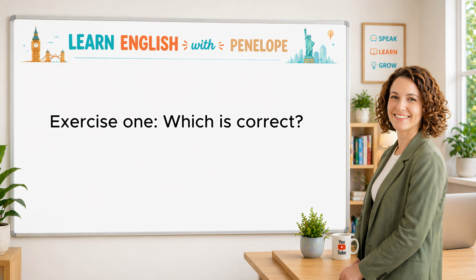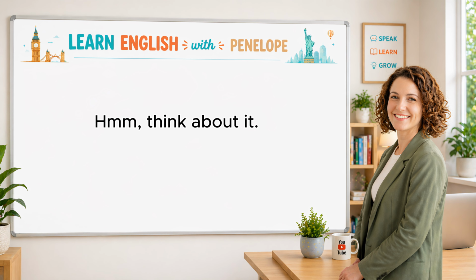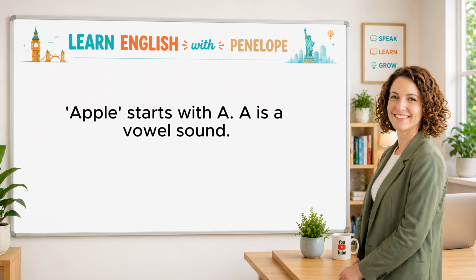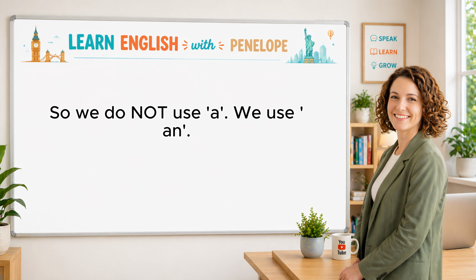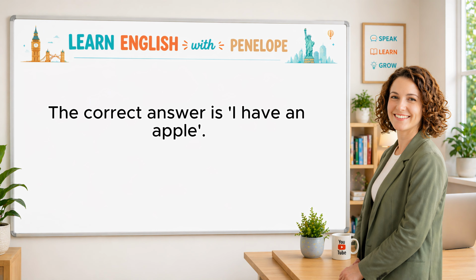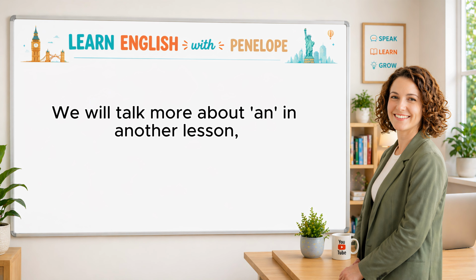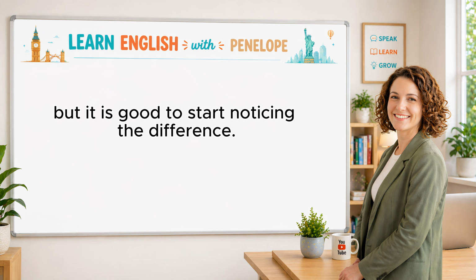Exercise 1. Which is correct? I have a apple, or I have an apple. Think about it. Apple starts with A. A is a vowel sound. So we do not use A. We use an. The correct answer is, I have an apple. Well done if you got that. We will talk more about an in another lesson, but it is good to start noticing the difference.